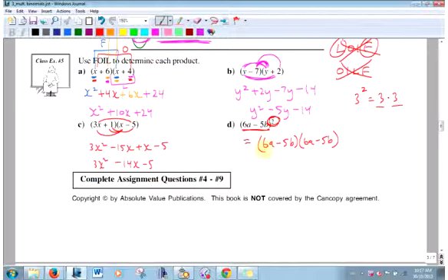FOIL. 6a times 6a is 36a squared. Negative 5b times 6a is minus 30ab. Inside, hey, isn't that the same thing? 6a times negative 5b is minus 30ab. Last is negative times a negative is a positive. 5 times 5 is 25. B times b, b squared.